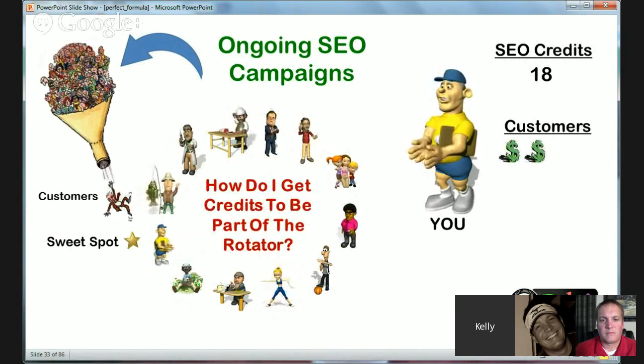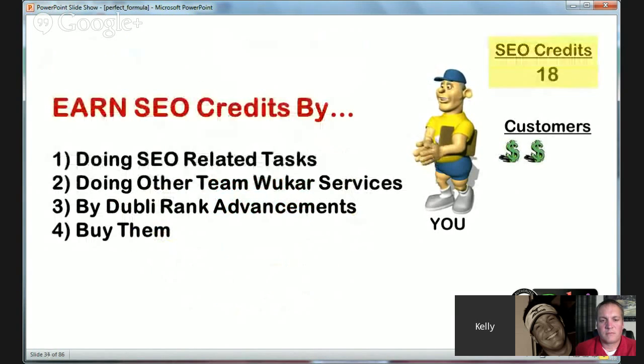And how do I get credits to be part of the rotator? It's really pretty simple. You can earn SEO credits by doing one of 4 things. Doing SEO related tasks, and what do I mean by that? Every SEO campaign has different components to it. And there will be a video, and the video will explain exactly what to do, and you just go complete that task, and guess what? You get credits or points.